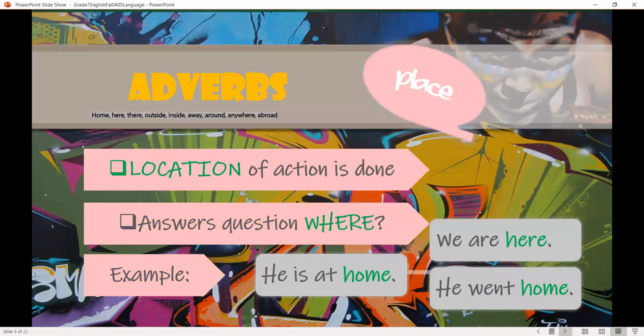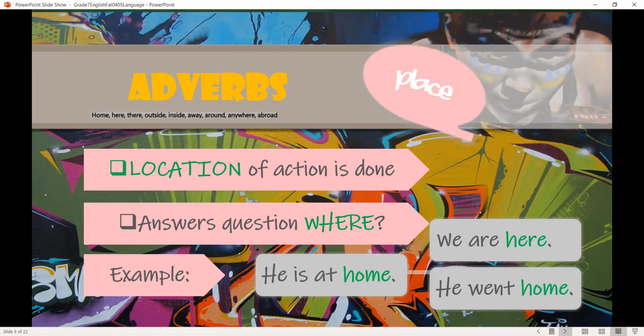Right, place, that's the next one. Now this one is telling us where something is, the location. So it answers where. For example, he is at home. Can you say he is at? Or we are? He went? Not really. It kind of sounds incomplete, doesn't it? Sounds like, I don't know where he really is. I don't know where we really are. And I don't know where he went.